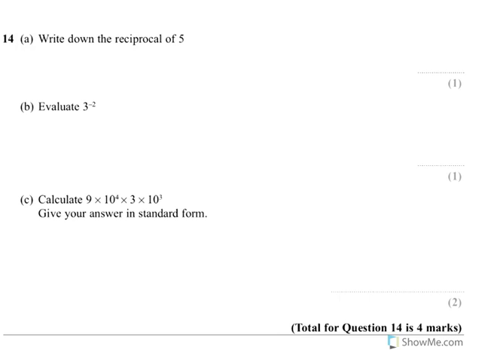Question 14a asks us to write down the reciprocal of 5. Well, 5 written as a fraction is 5 over 1. The reciprocal is 1 over 5. Question B asks us to evaluate 3 to the power of minus 2. Well, 3 to the power of minus 2 is 1 over 3 squared, but we can't leave it as that because we're asked to evaluate, so we need to do 1 over 3 squared, which is 1 over 9.